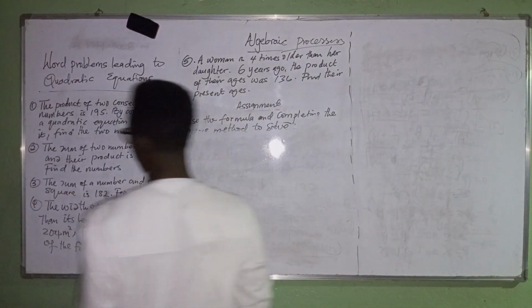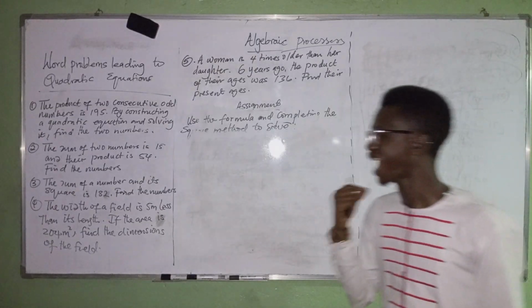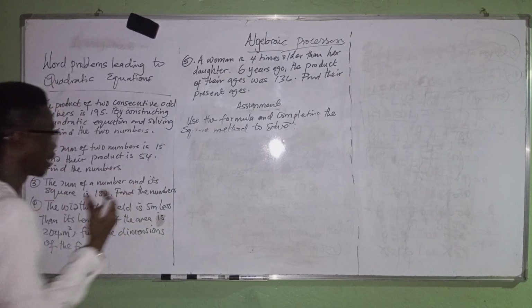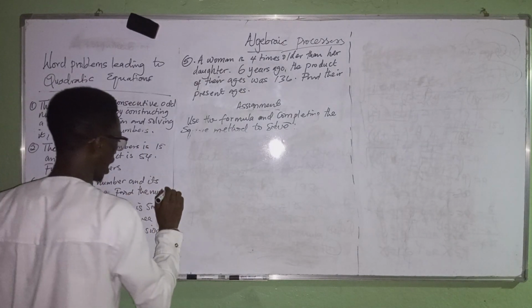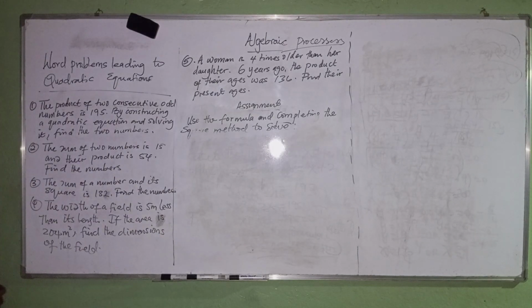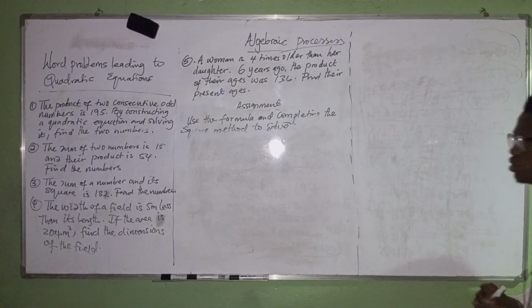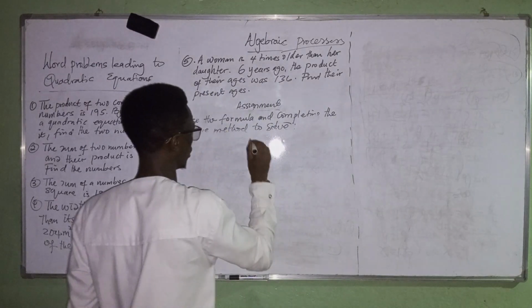The next problem says, the sum of a number and its square is 182. Find the number. Okay, the sum of a number and its square is 182. Find the number. So we don't know the number. We just have to take a letter.